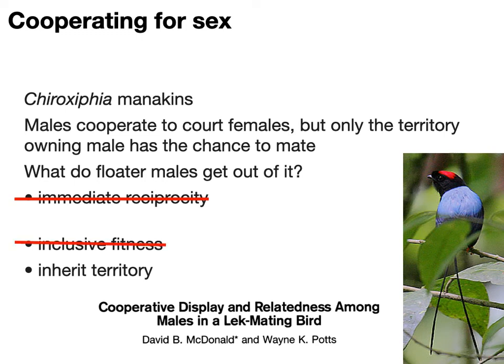They also determined that these partners were no more related to each other than you'd expect by choosing any 2 random males from the population. So inclusive fitness benefits do not appear to explain cooperation in this system. And then they were left with a third possibility here, which is that there's a delayed benefit of inheriting the territory. And they found that indeed the subordinate male eventually inherited the territory of the dominant, but it sometimes took years and years.